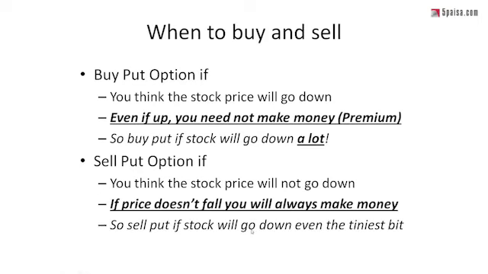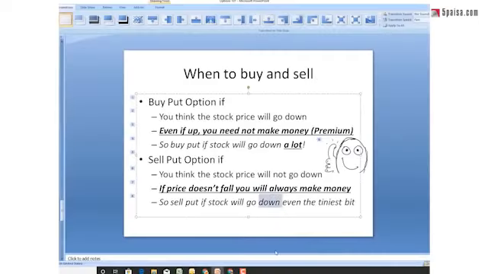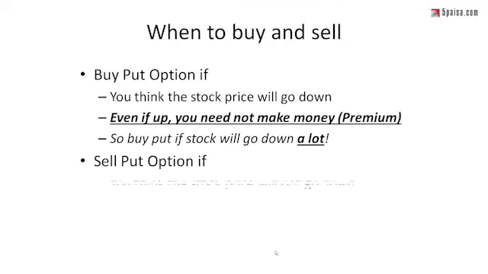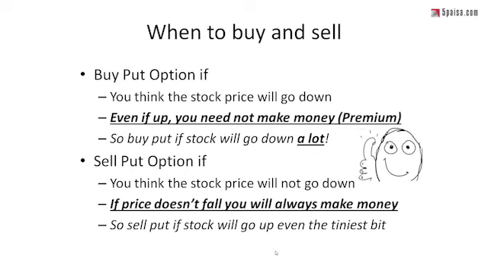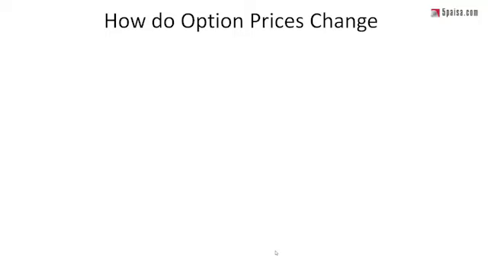So even if the stock goes down a little bit or goes up a little bit, right? So let's say you think the stock will go up a tiny bit or go down a tiny bit, you can still sell the put option, right? So that is when you buy and sell the put option. So for a seller, call option: not go up, put option: not go down, right? Okay, so now let us go and see how option prices change.